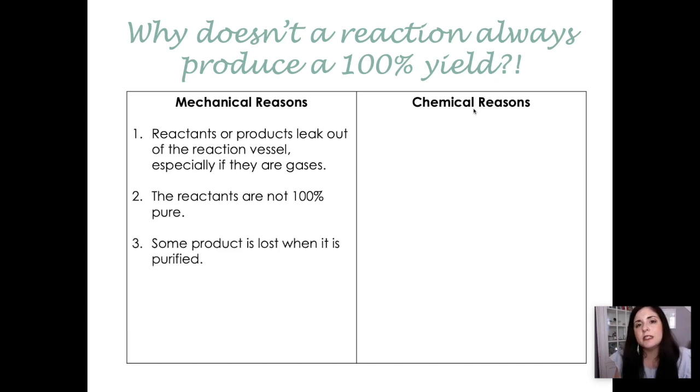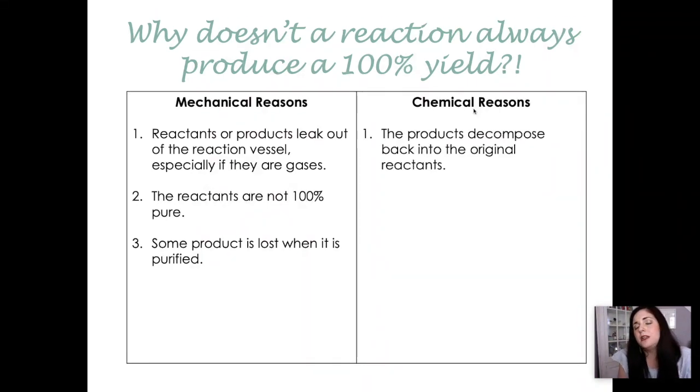And some of your product is lost when it's purified. That's not something we necessarily do, but in many lab situations, you might need to purify your final product. And sometimes you can lose some of your final product as a result of doing that. If you are in the pharmaceutical business, you want to make sure your final product is pure. And you'll have to do a couple of extra steps to do that, and you might lose some of that product along the way. There might also be just chemical reasons as to why you're not producing a 100% yield.